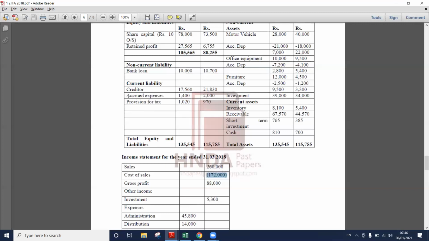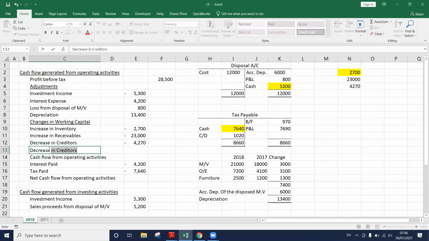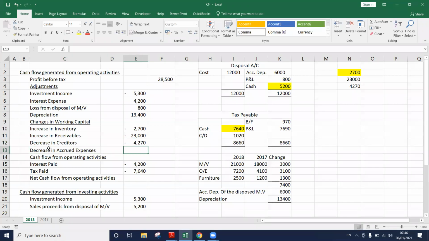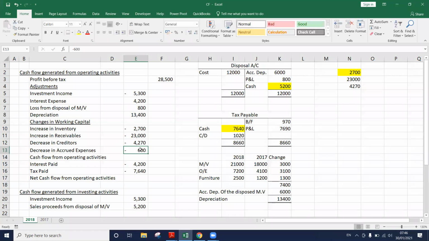Then accrued expenses. Right? Accrued expenses. There is also a deduction of 600. Right? Decrease in accrued expenses. Accrued expenses අඩු වෙලා කියලා කියන්නේ අපි ගෙවලා ඇති. It means it is an outflow. We need to deduct 600.